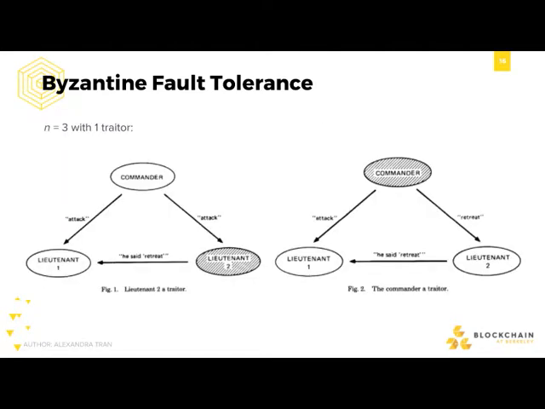Now, if we take a look at the case with n equals 3 and one traitorous general, say you're Lieutenant 1, and say Lieutenant 2 is the traitorous general, and say your commander tells you to attack on the left side over here. Lieutenant 2 is a traitor, so although the commander told him to attack, he tells you that the commander said retreat.